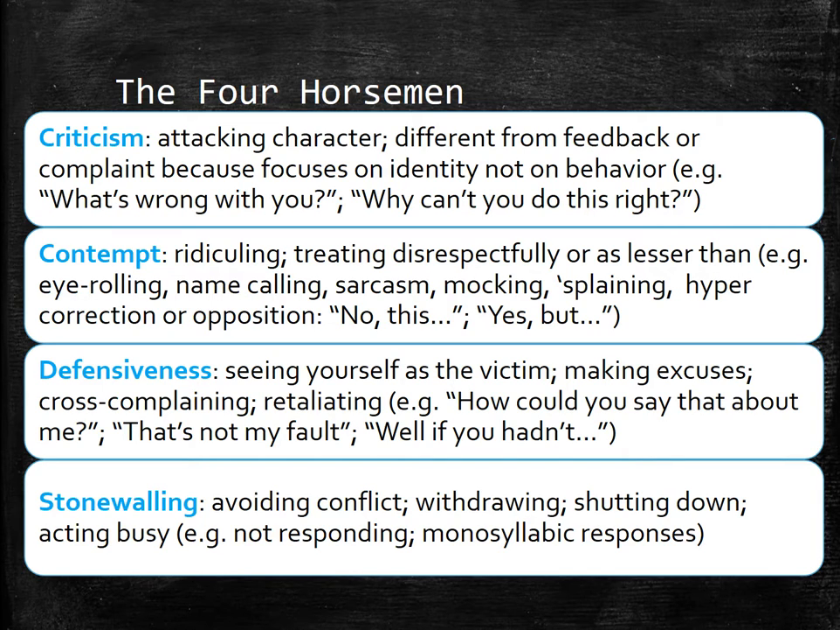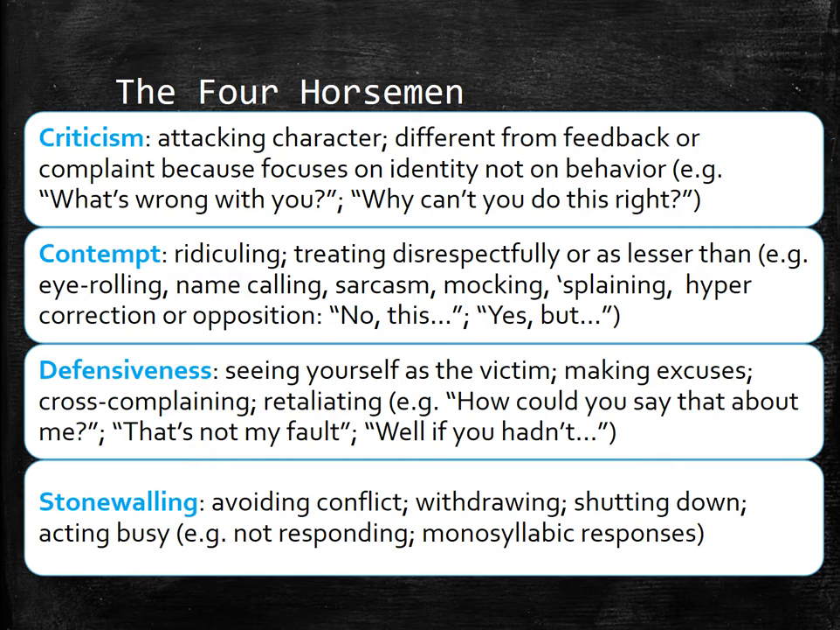The third of the four horsemen is defensiveness. So this is when you are picturing yourself and positioning yourself as the victim, perhaps making excuses, cross-complaining, or even retaliating in some way, right? So if somebody has made a complaint in some way or brought some information to you, some feedback, and when you respond, you feel like you must defend yourself in some way. So it might look something like, "Well, how could you say that about me?" Or, "That's not my fault," or turning it around so that they become blamed for it, right? "Well, if you hadn't done that, then I wouldn't have to respond in this way, right? Look what you made me do." So those types of responses.